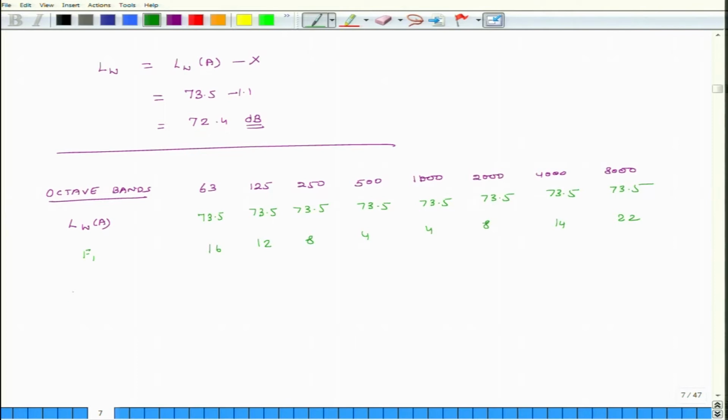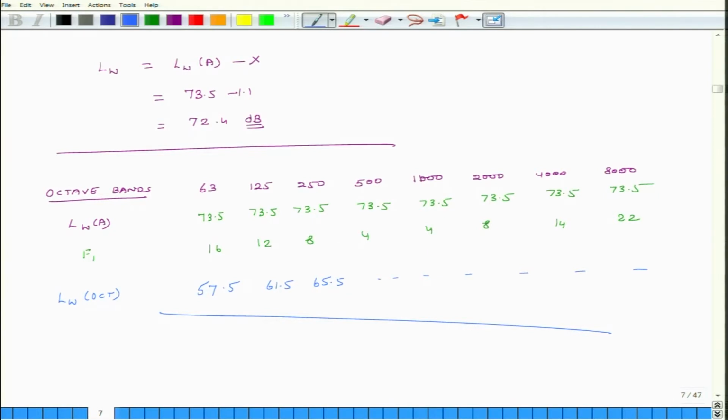So, for my LW octave for each octave band, all I do is subtract these. So, this is 57.5, this is 61.5, 65.5 and so on and so forth we can calculate. So, this is how we do the computation.